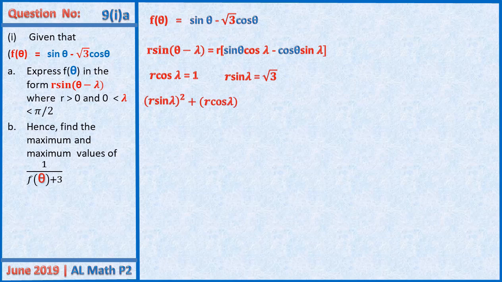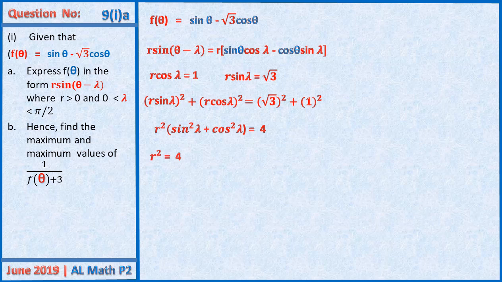So (r sin lambda) squared plus (r cos lambda) squared should be equal to root 3 squared plus 1 squared. That's squaring both sides and adding them. And this gives us r squared (sin squared lambda + cos squared lambda) to be equal to root 3 squared is 3, plus 1 squared, that gives us 4. So sin squared lambda plus cos squared lambda is 1, times r squared is r squared, giving us 4. So r will be equal to 2.